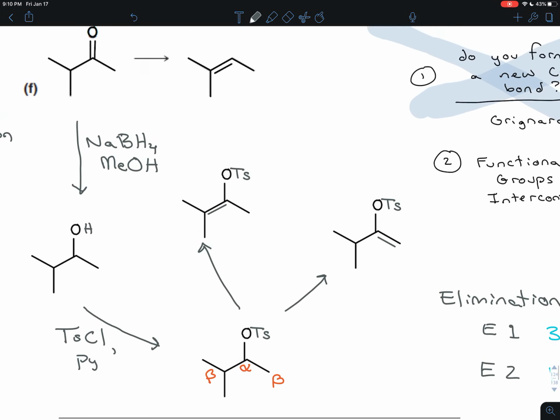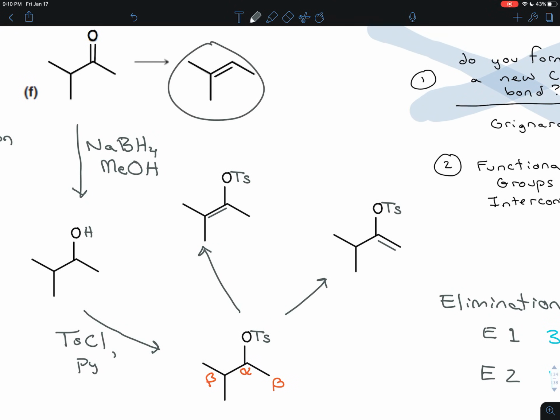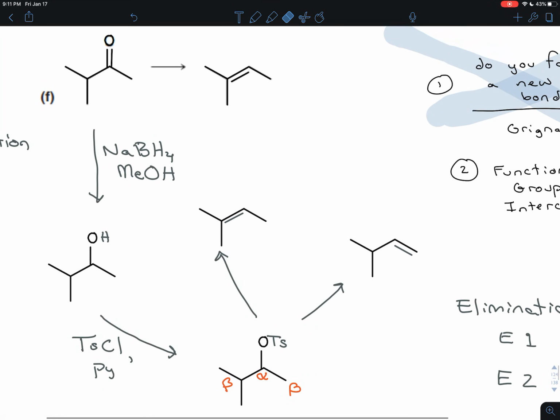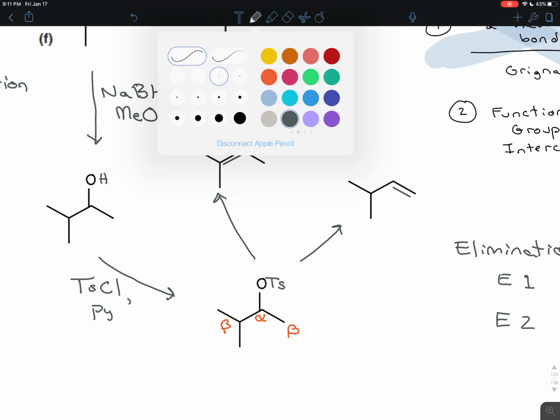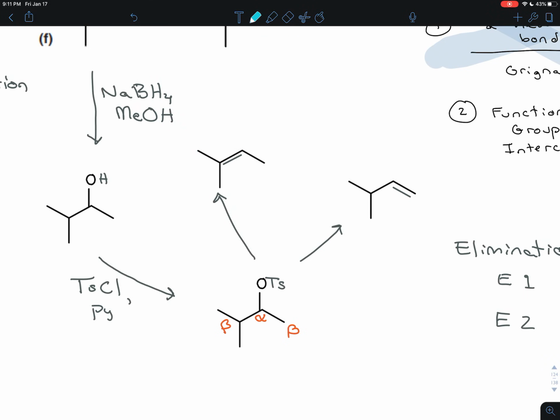Okay, so which one do we want? Well, really, we just want this one. And when you form these, the tosylate group, the leaving group, leaves, of course. So we want the one on the left. We don't want the one on the right. So how do we choose? How do we get just the one on the left? Well, look at the two carbons in the pi bond. Then look at the number of carbon chains coming off of those. You have 1, 2, 3.